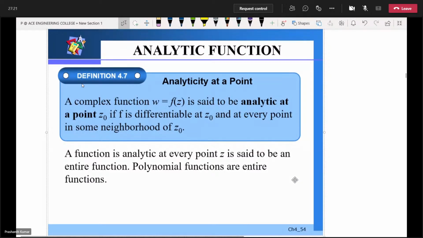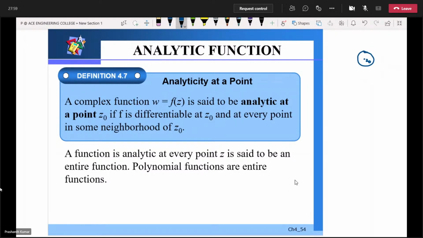Next I am discussing the analytic function. This is very important in complex variables. So what is an analytic function? A complex function w is equal to f of z is said to be analytic at a point z naught. Suppose we take this point as z naught, at this point the function is analytic.